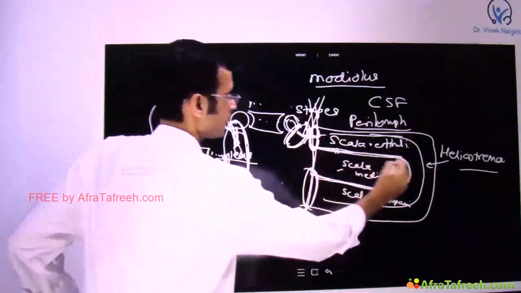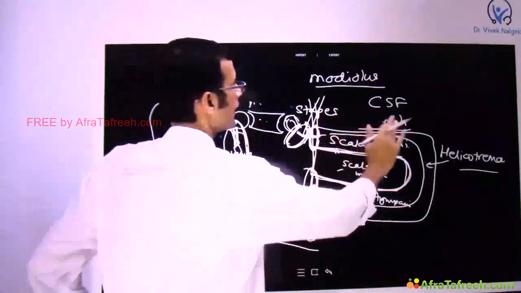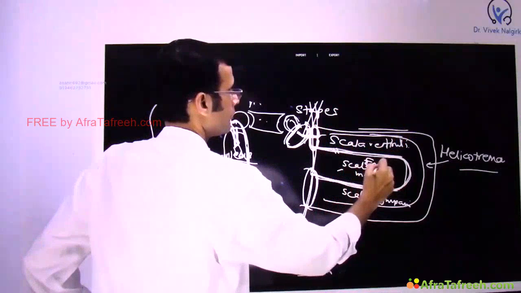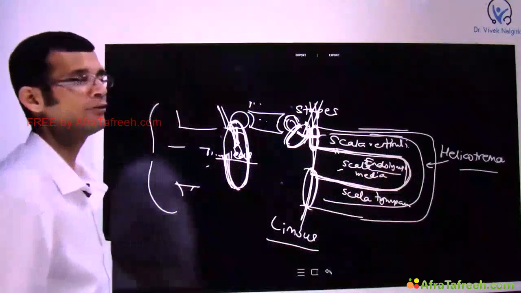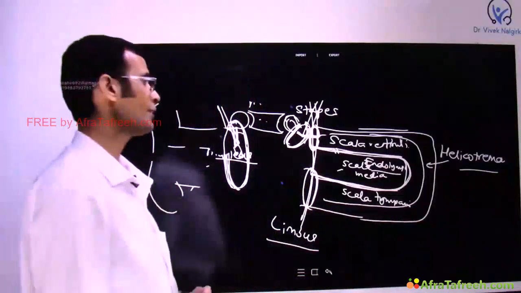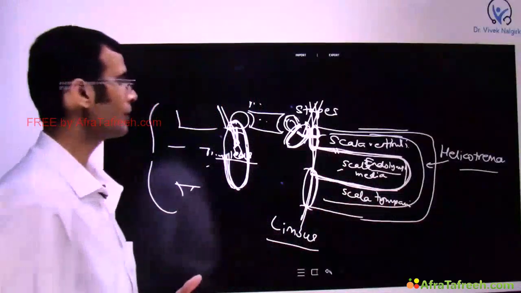Scala media is filled with another fluid called endolymph. We have already discussed much about endolymph. It has a rich potassium concentration, and therefore, in spite of the fact that it is ECF, extracellular fluid, it more resembles ICF.